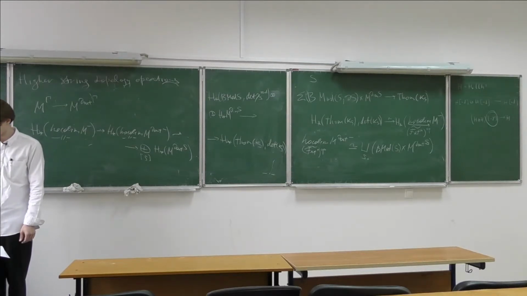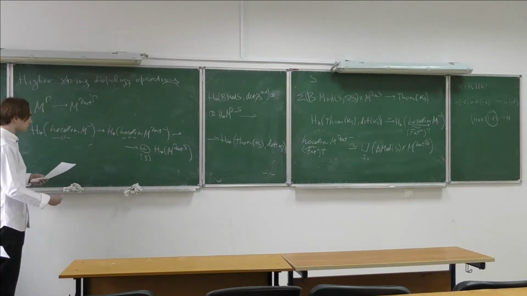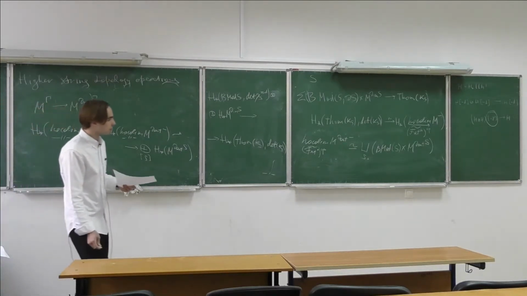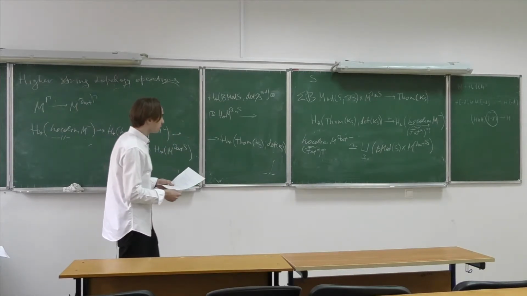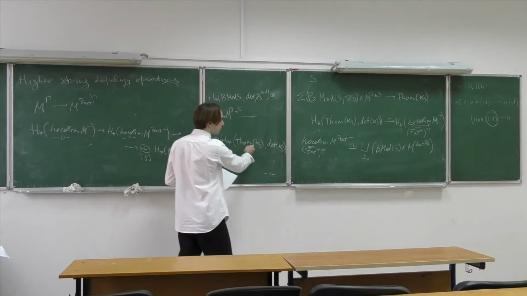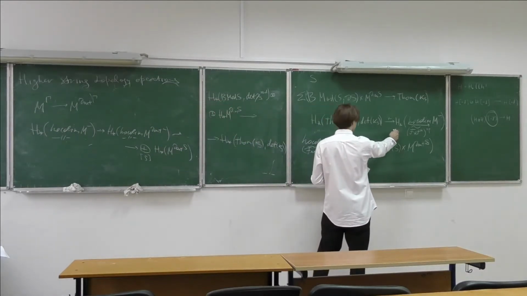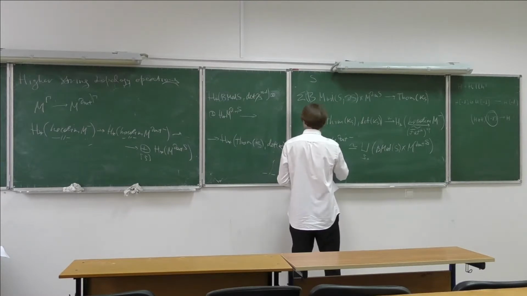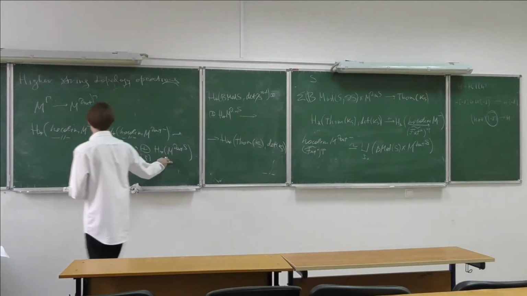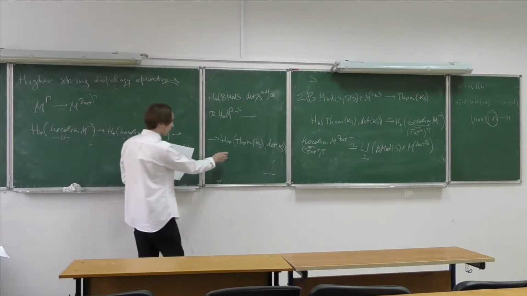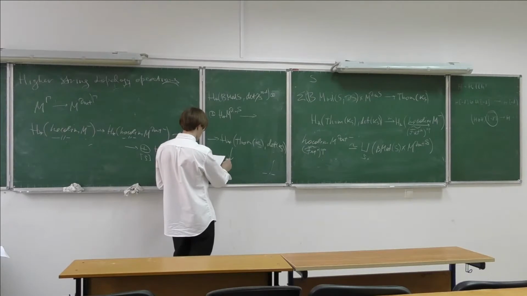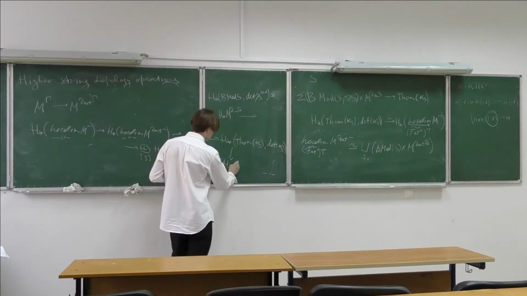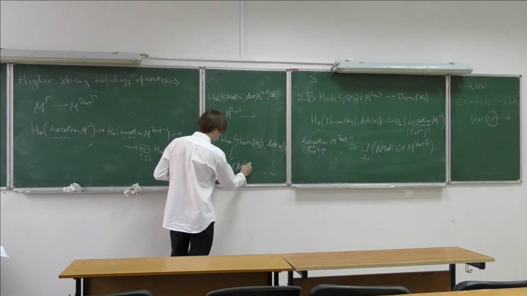Finally, what we want to do is take this map, then this map, and then this map, and we just compose them. This then lands in the homology of M to the power of the outgoing boundary.